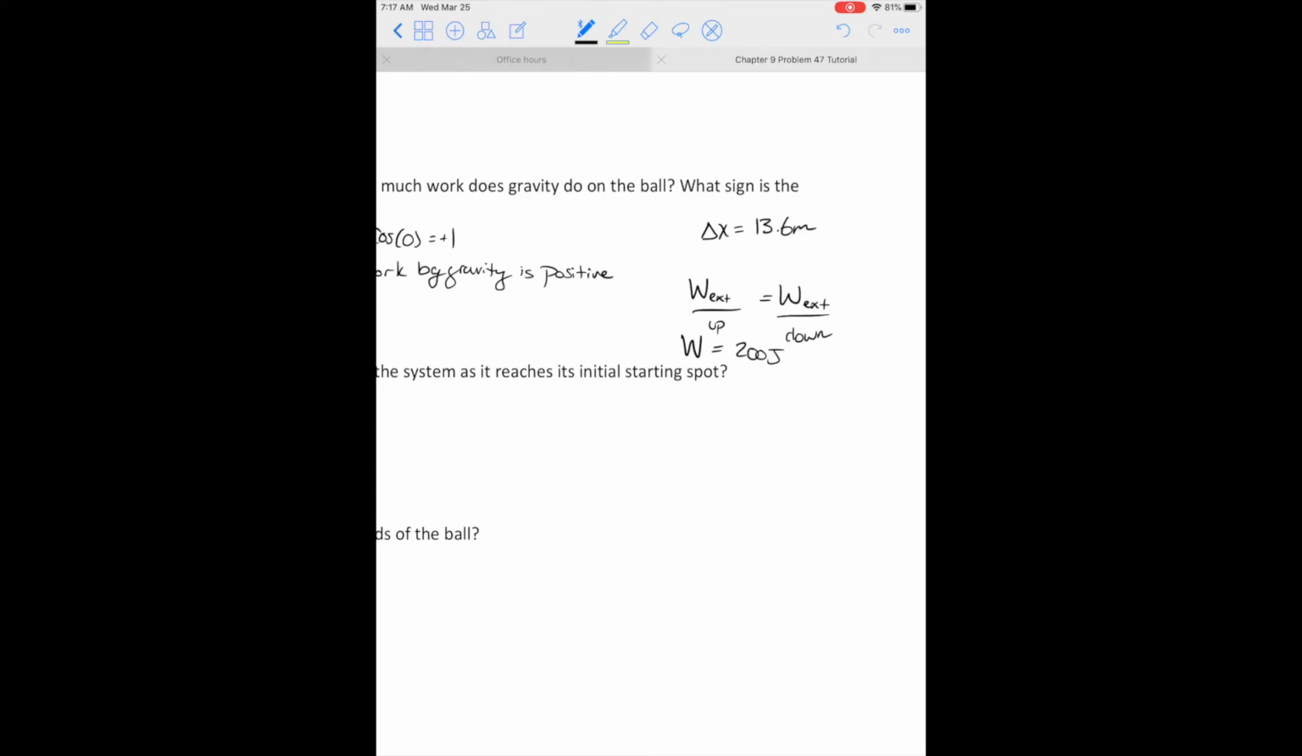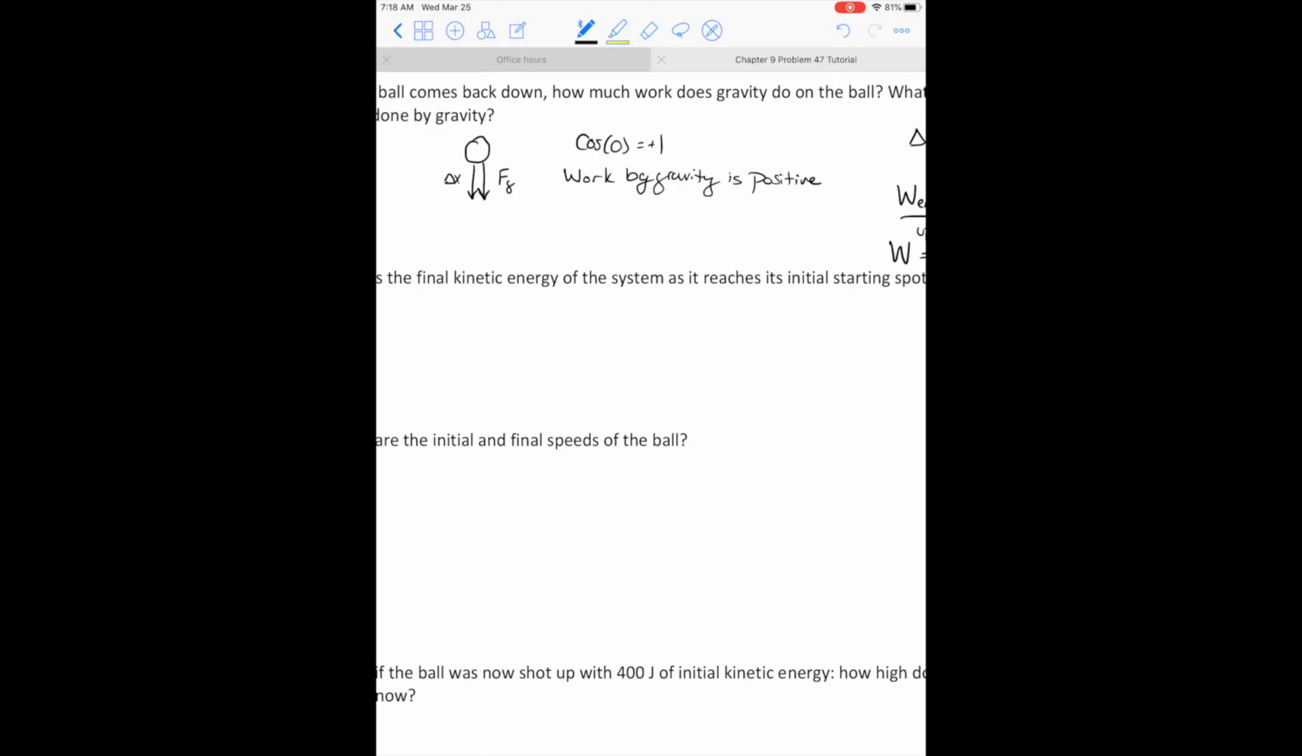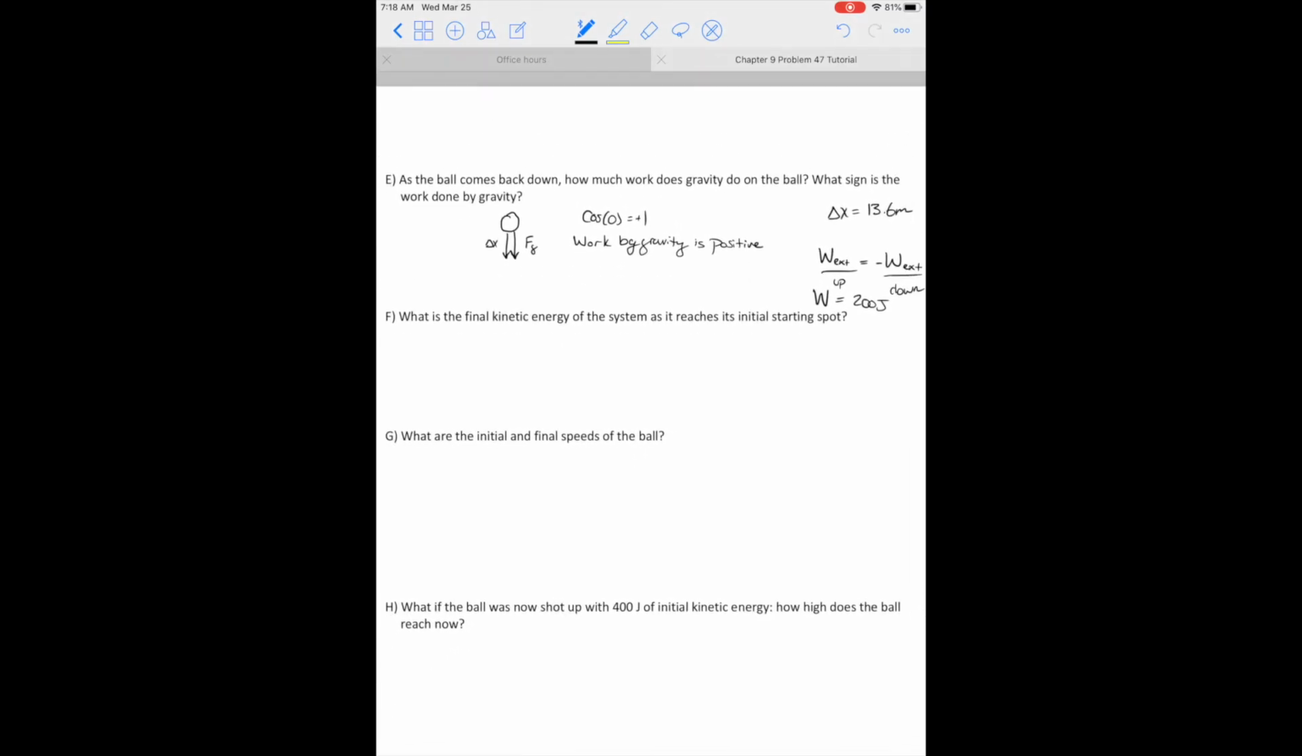Now, it's positive 200 joules. I guess we really should say that. We're saying that this is a negative here. If this is up, this is down. Only because, right, we now have our force in the same direction as our displacement.